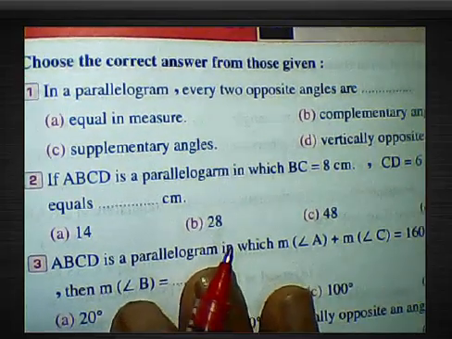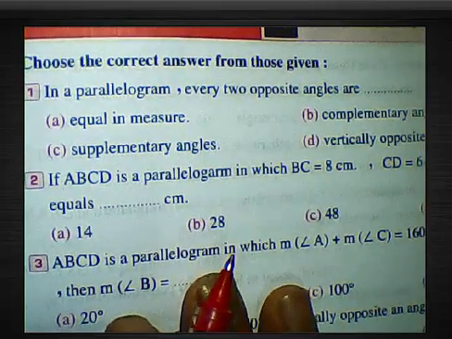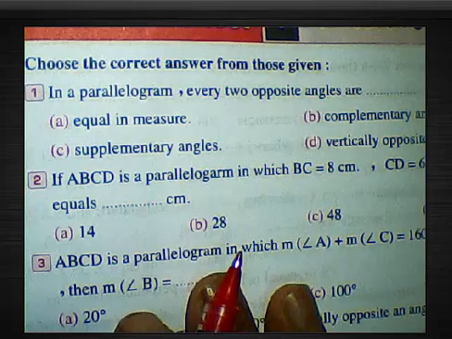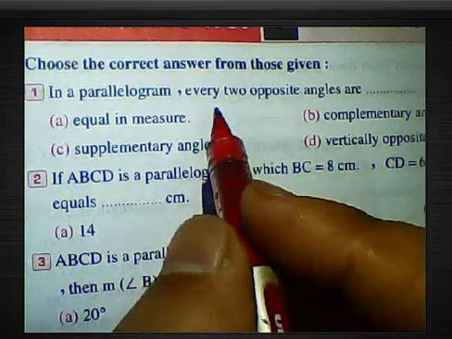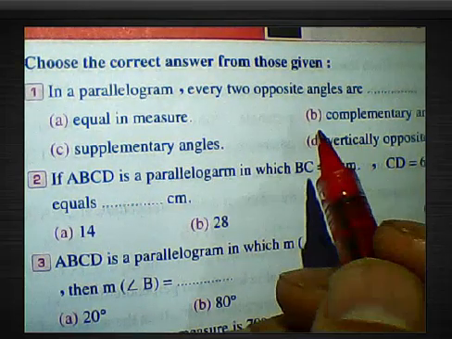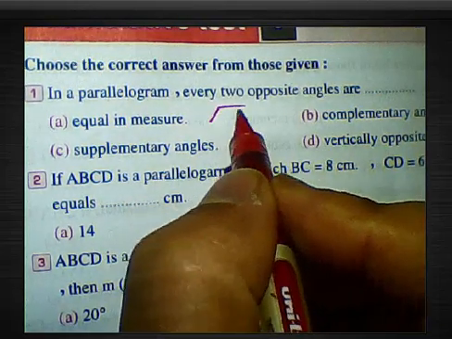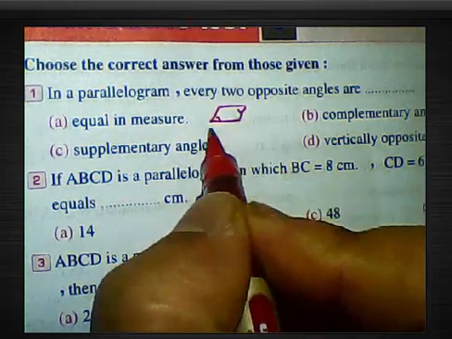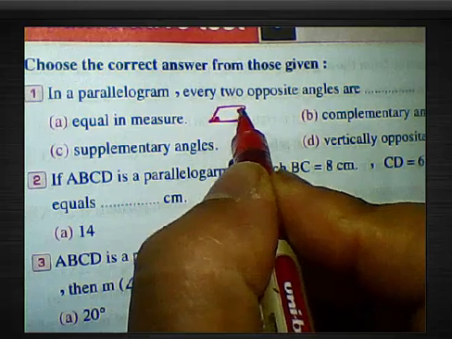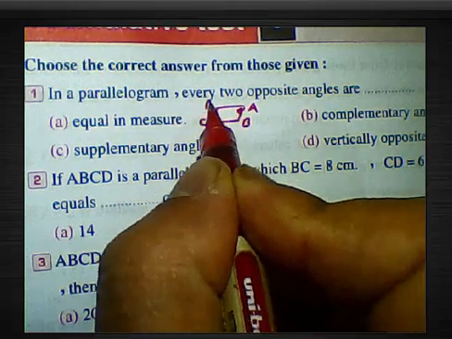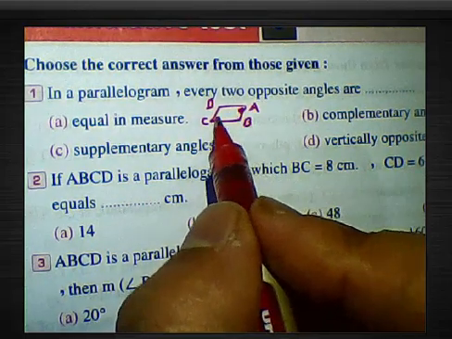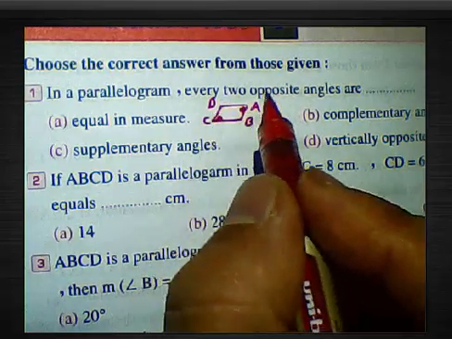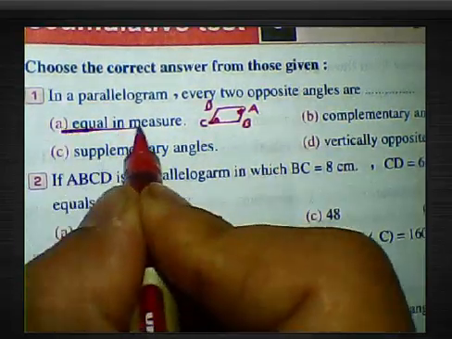Number 1. In a parallelogram, every two opposite angles are space. Every two opposite angles are equal in measure in a parallelogram. Such that ABCD is a parallelogram, then measure of angle A equals measure of angle C. So every two opposite angles are equal in measure.